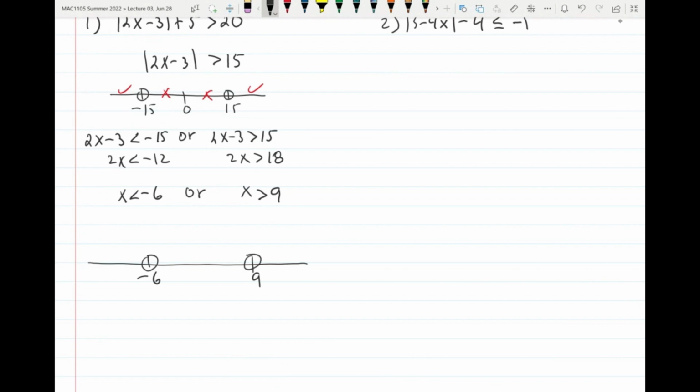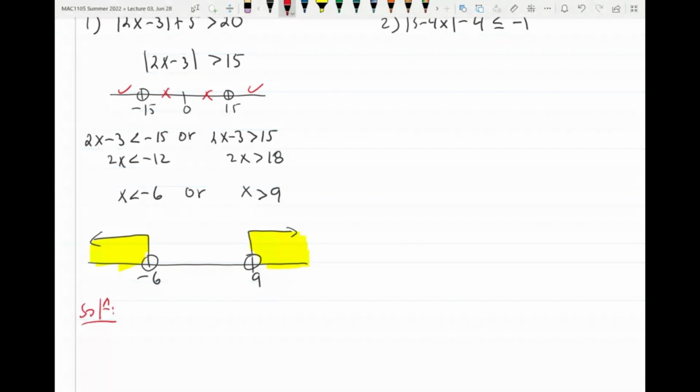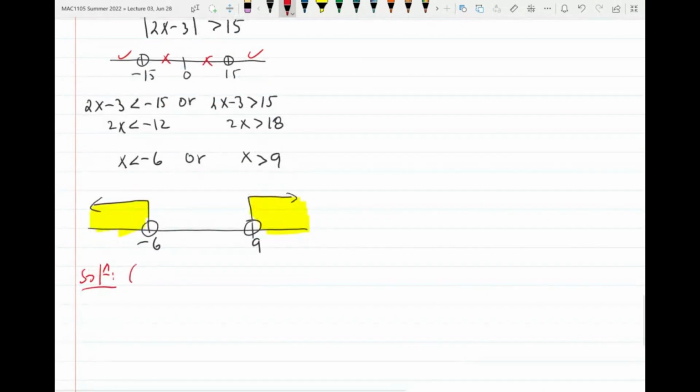For negative 6, where do we go, right or left? Left. We go left. For 9? Right. You're right. And because it's an OR inequality, we just combine the two. So what's the solution? Negative infinity to negative 6, not including, or 9 to plus infinity, not including.